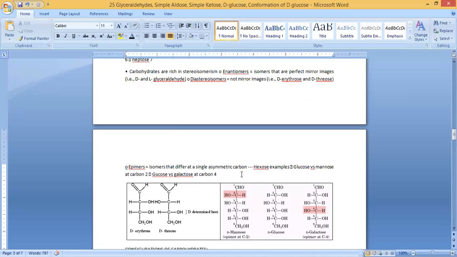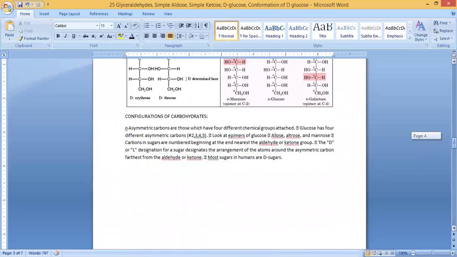Okay. Hexose examples are glucose versus mannose. So here the example, the mannose and the galactose. So it differs at the second carbon and at the fourth carbon. Okay, so they are the epimers. So, configuration of the carbohydrates.